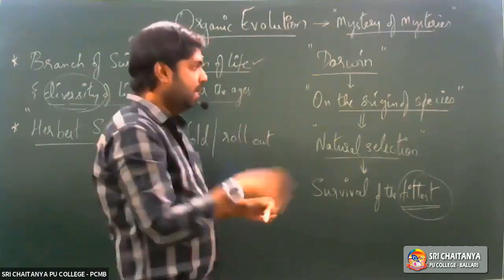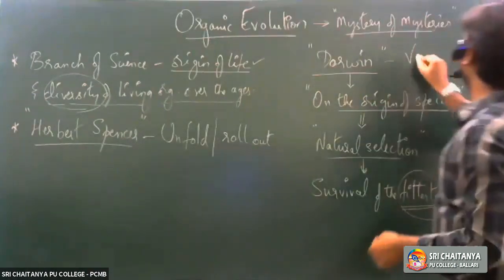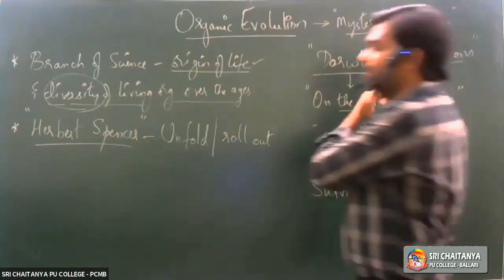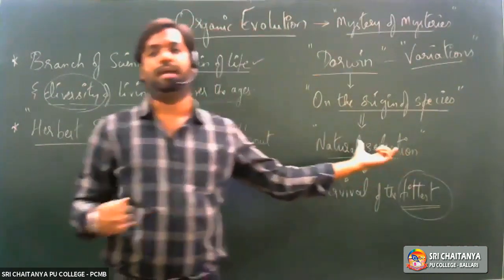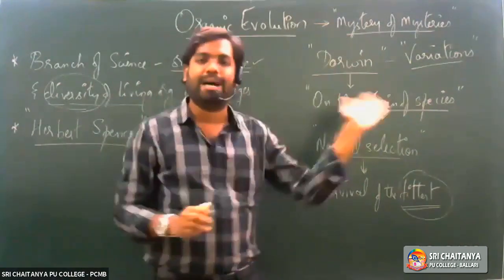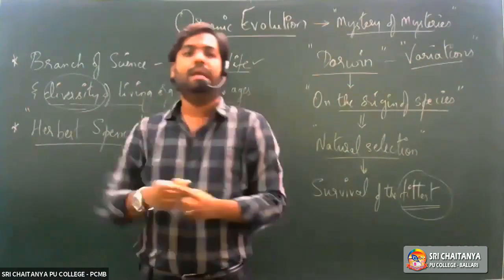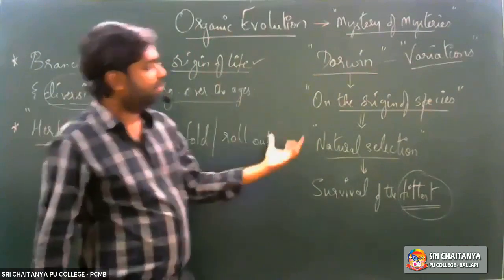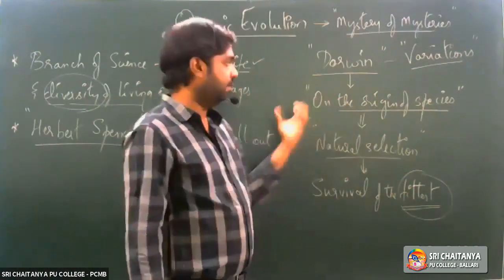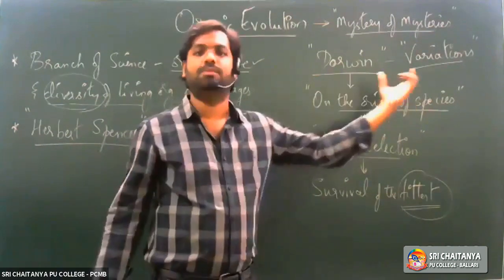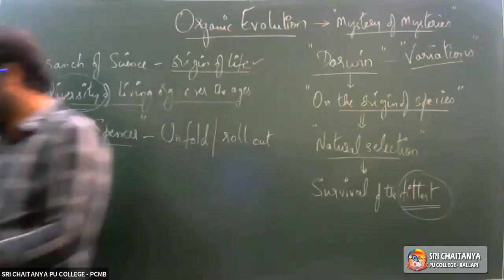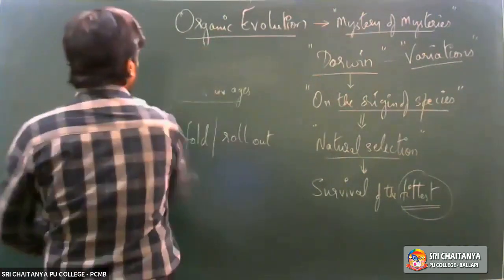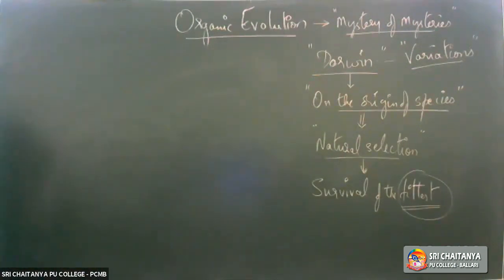These better features he started calling variations, which we are familiar with. These variations, present in the fittest organism, will be inherited or passed on from generation to generation, leading to the formation of a new species. That is what Darwin said in his theory of natural selection, and that was the same thing he had written in the book On the Origin of Species. He also referred to this theory as descent with modification.